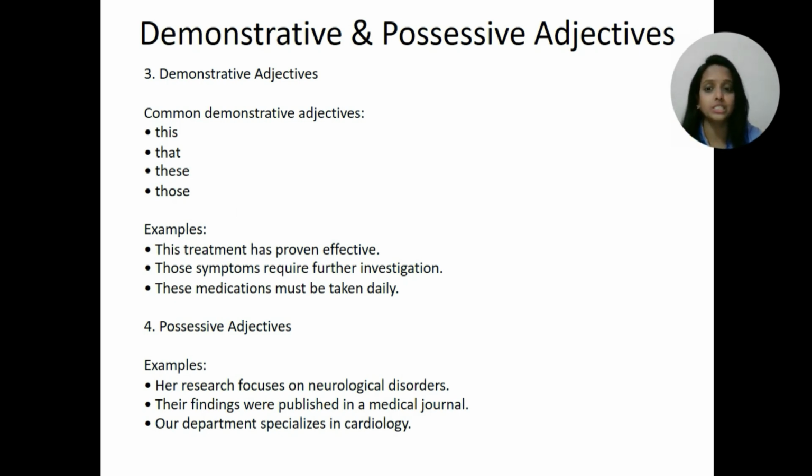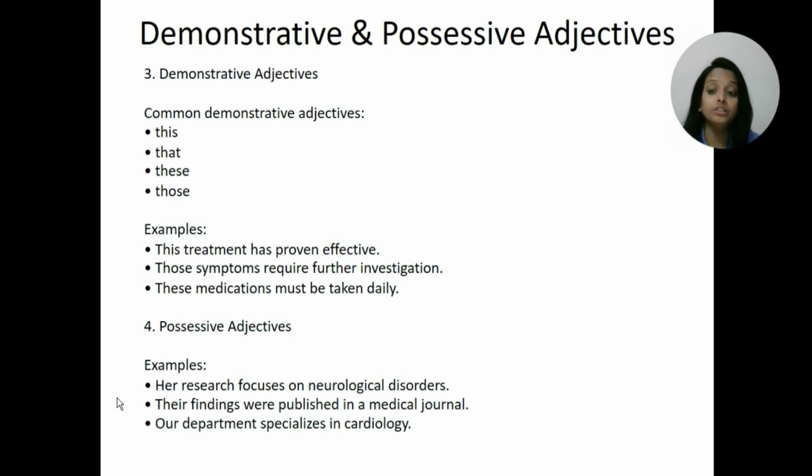This treatment has proven effective. Those symptoms require further investigation. These medications must be taken daily. Can you see the words? Yes. So that's why we call it demonstrative. And possessive means it indicates the ownership or association.